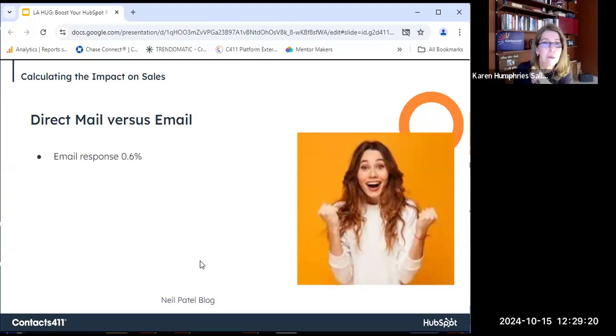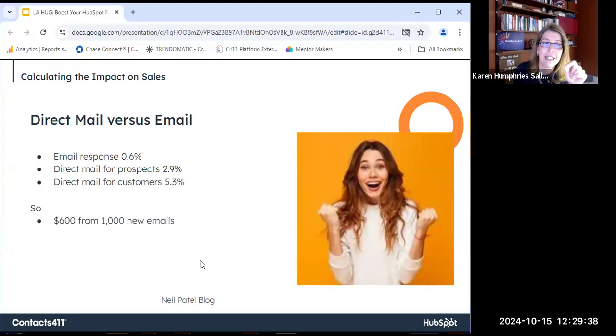So email response rate, 0.6%. Direct mail response rate for a prospect, and this is buying, right? So when I'm saying response rate, I don't mean just activating and asking for information. I mean buying, 2.9%. For customers, it's 5.3%. So what does that mean? That's $600 from your 1,000 new emails. If you send a postcard, it becomes $5,300 with your customers. If you send them a postcard, that's a big difference.